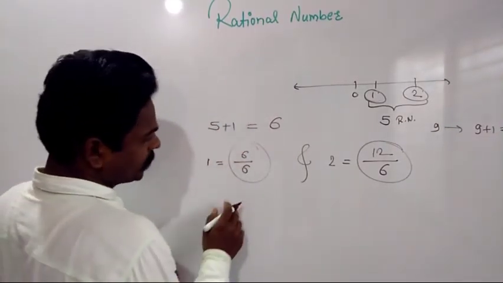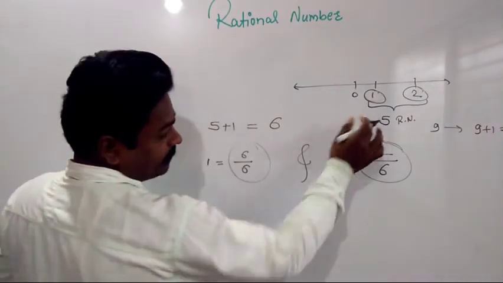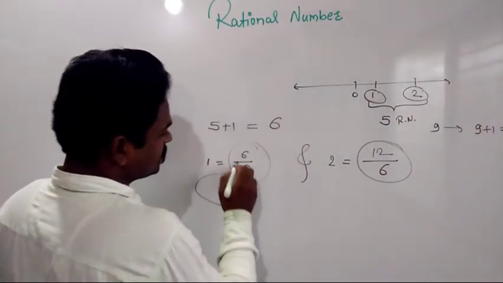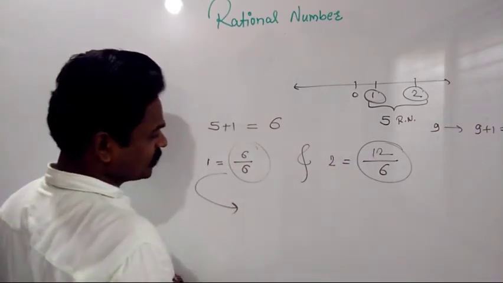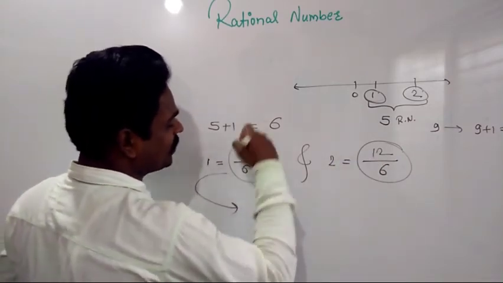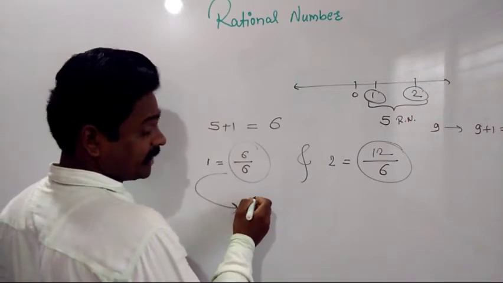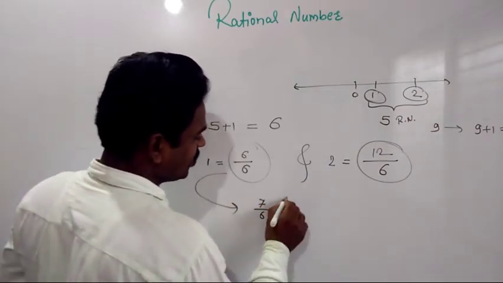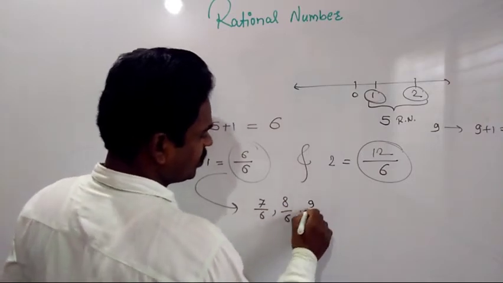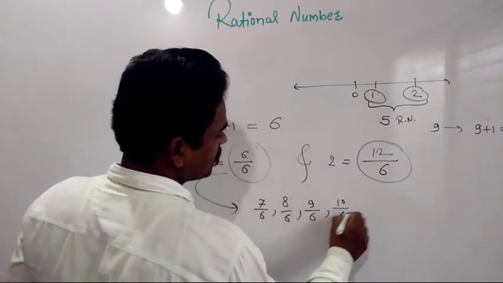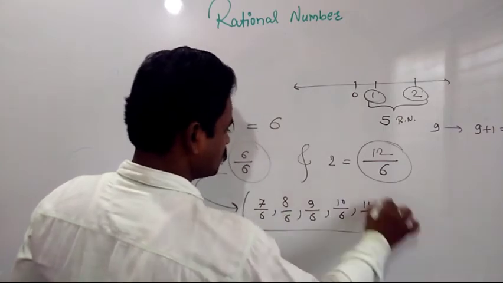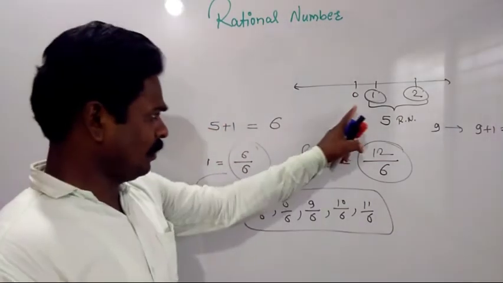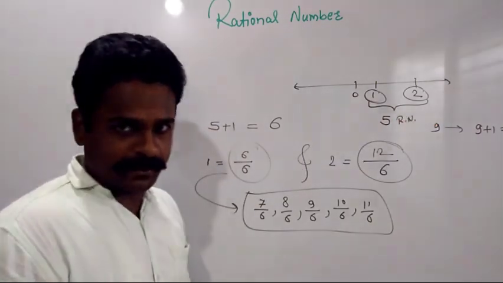Now what are we going to do? They told us 5 numbers. So how can we find them? This is 6 by 6, this is 12 by 6. So just write the natural number which comes after 6, which is 7. So 7 by 6, then 8 by 6, 9 by 6, 10 by 6, 11 by 6. So these are the 5 required rational numbers which come in between 1 and 2.